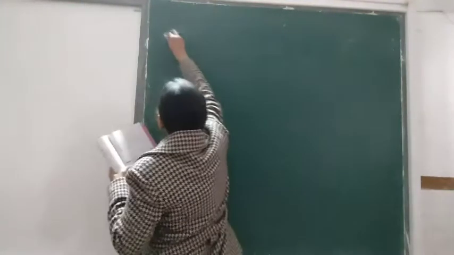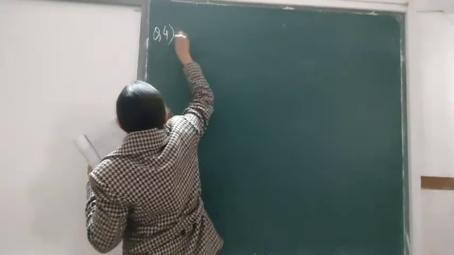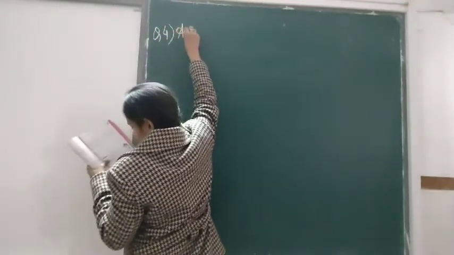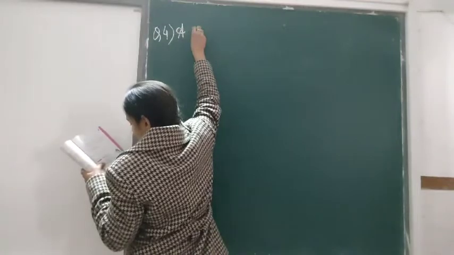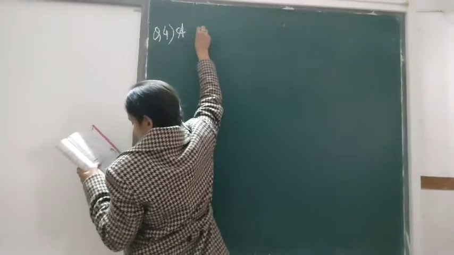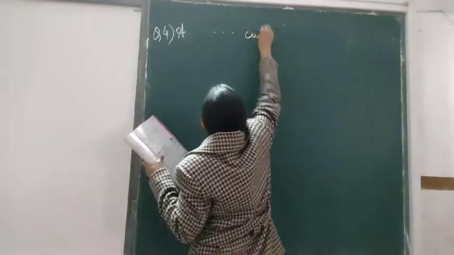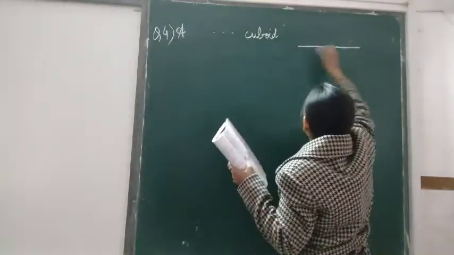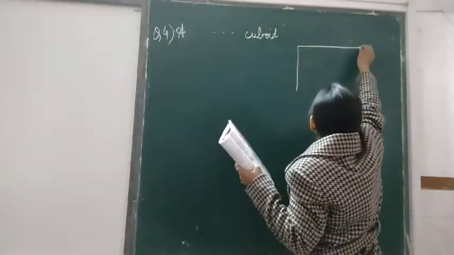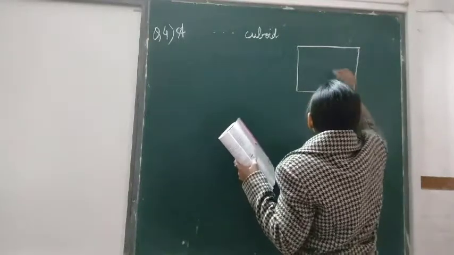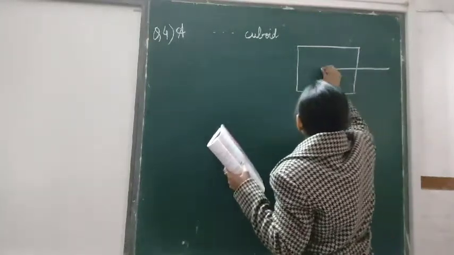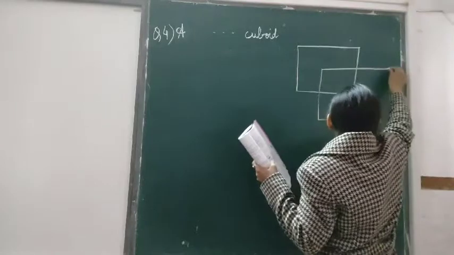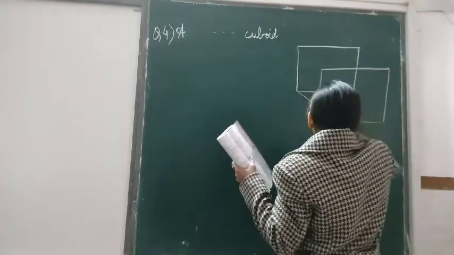Now children, question number 4. A cuboid is of dimensions. So there is a cuboid. So let's make a cuboid whose dimensions are given. Dimensions means length, breadth and height.